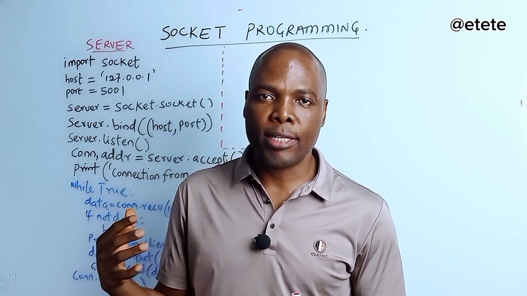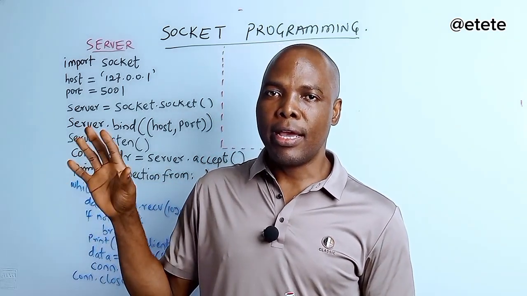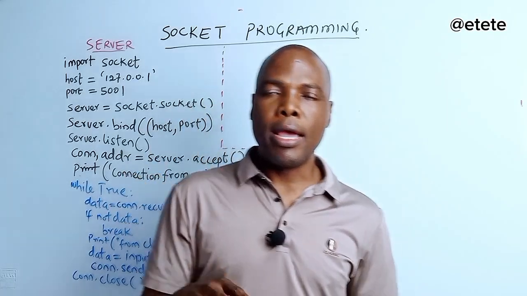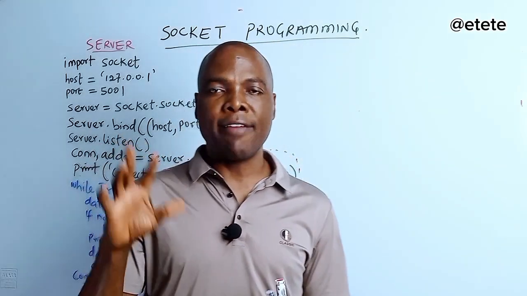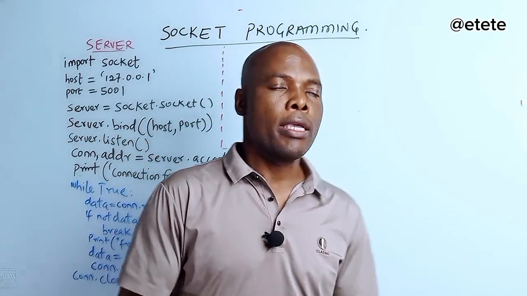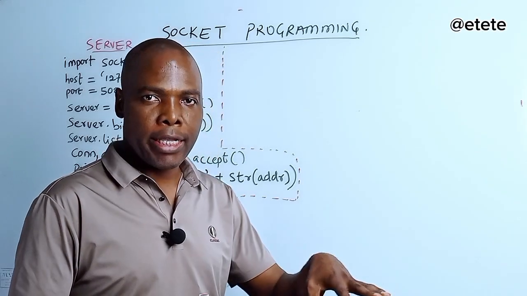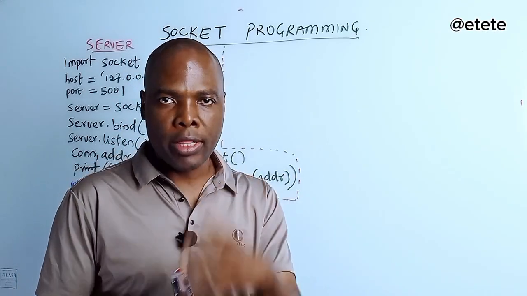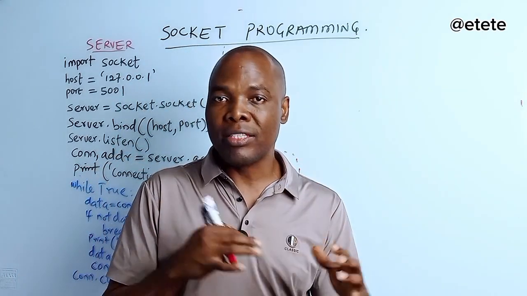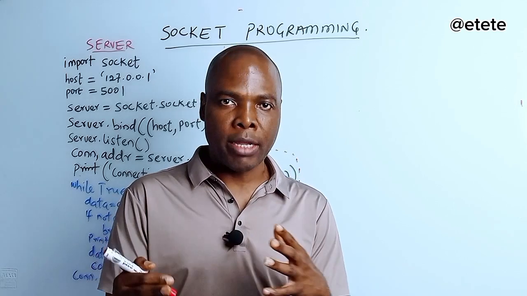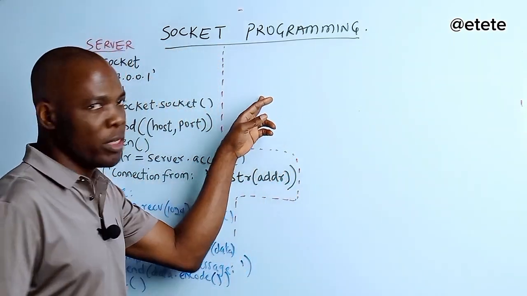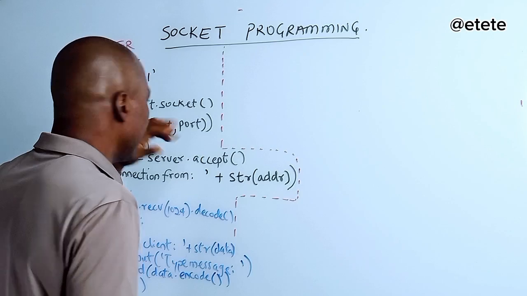In the last class, we looked at socket programming, and in the last two classes I demonstrated the server end. Today I'm going to show you the client end, where the client tries to connect to the server, and both will start having a conversation, just like your WhatsApp. That is what I want to demonstrate in this class.